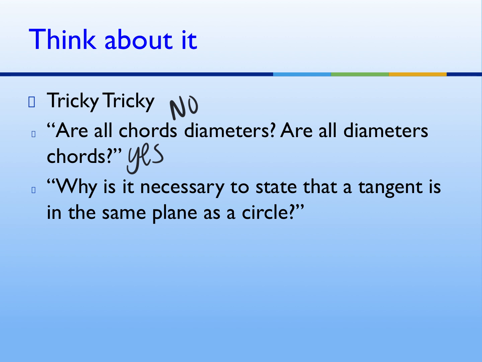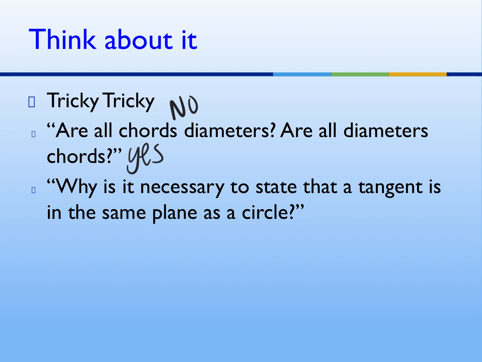Now, the second one. Does anyone think they know why we need to state that a tangent must be in the same plane as a circle? Because it's 90 degrees? Yes, that's part of it. It is not half of it. Hayden? It does have to touch the circle.